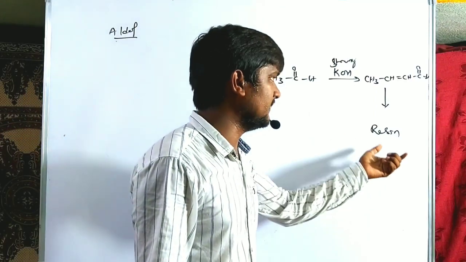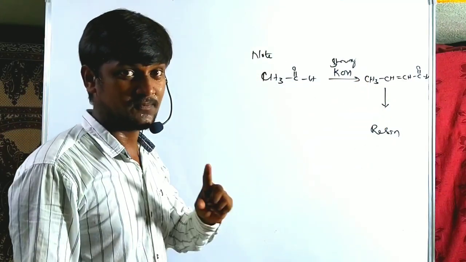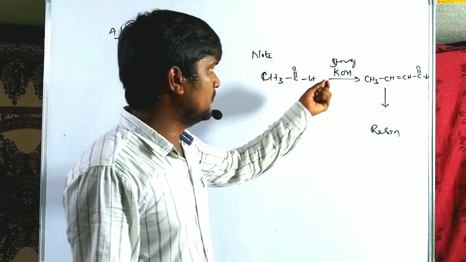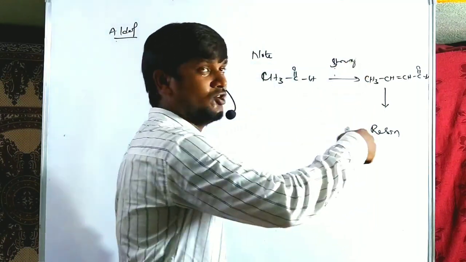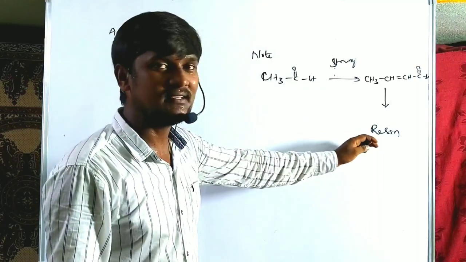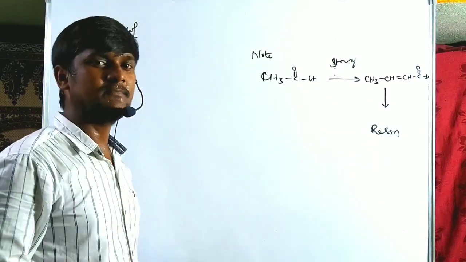Now we will get the resin when we use the strong bases. Note this point very clearly. When in the presence of strong bases, not just KOH but even stronger bases, we will get the resins. Why? Because here the dehydration takes place repeatedly.